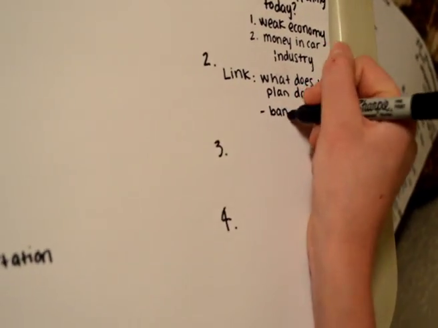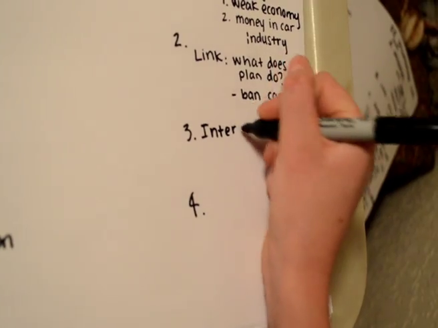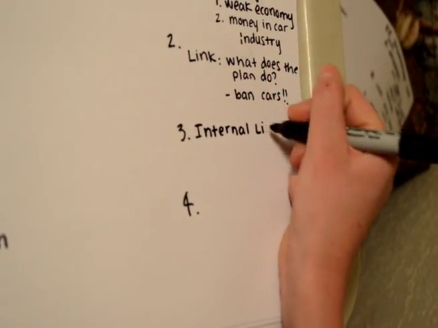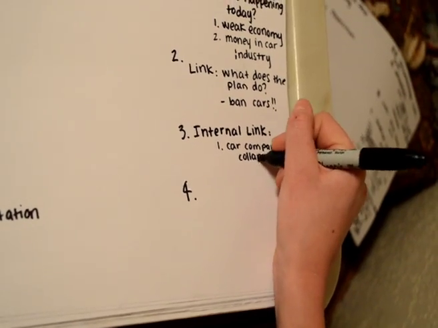That becomes our first link. They ban cars. Our third part is our internal link. And this explains a little bit more of the story. What does it mean after the United States federal government bans cars? Well, it means that number 1, car companies collapse. No more car companies. No more businesses for mechanics or people who fix cars. That's one aspect of the industry that is gone.